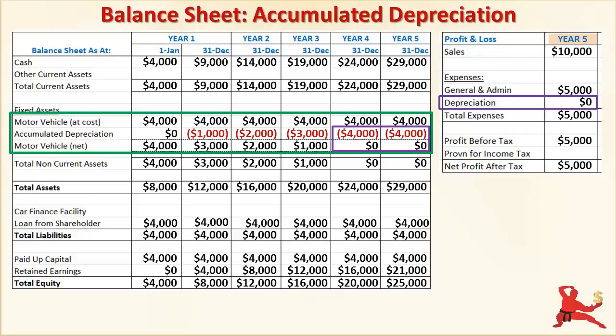The fact that you are still using the car, that it's still useful for the business, is irrelevant. In your accounts, the car has no value. But that doesn't mean that it disappears from your accounts. It won't disappear until you sell it. Before we deal with what happens when you sell the car, let's look at what happens with cash flow.